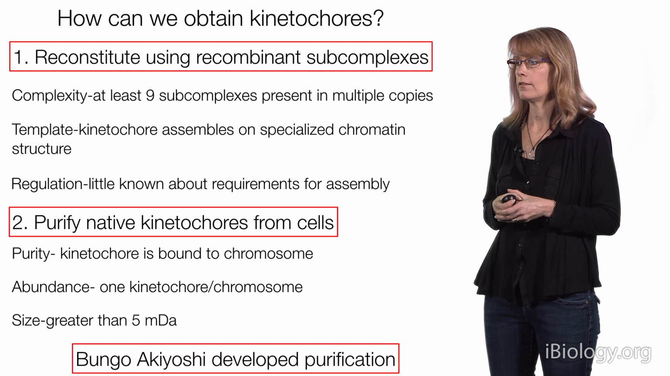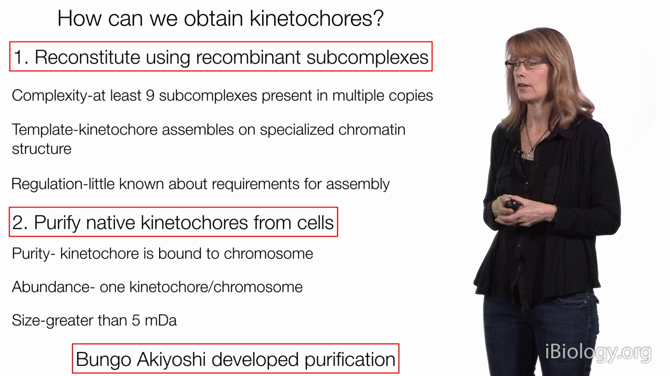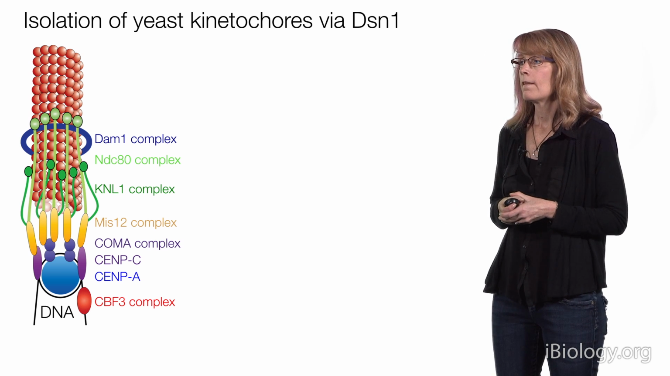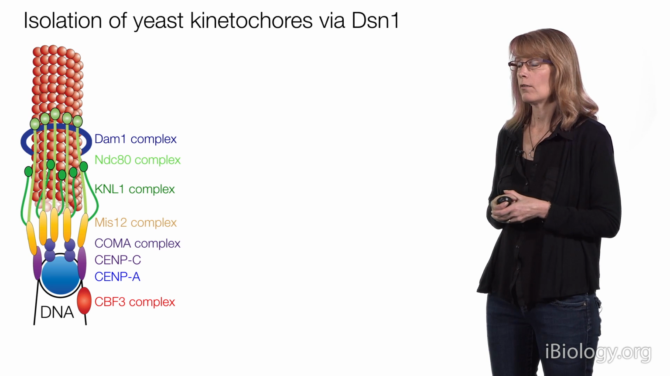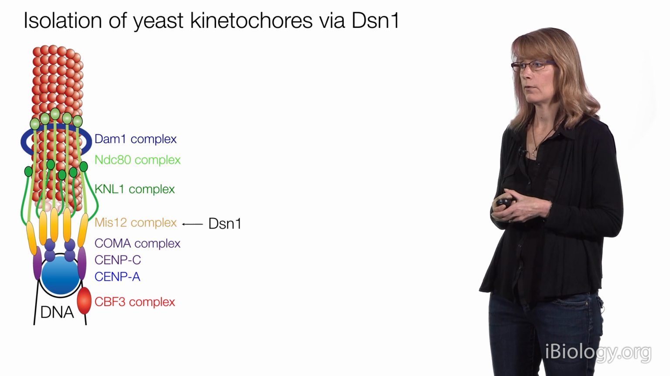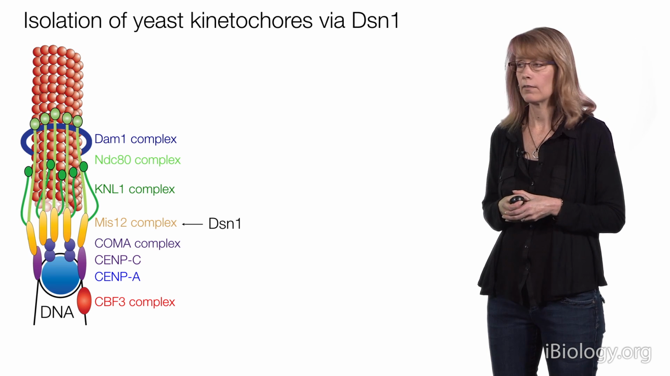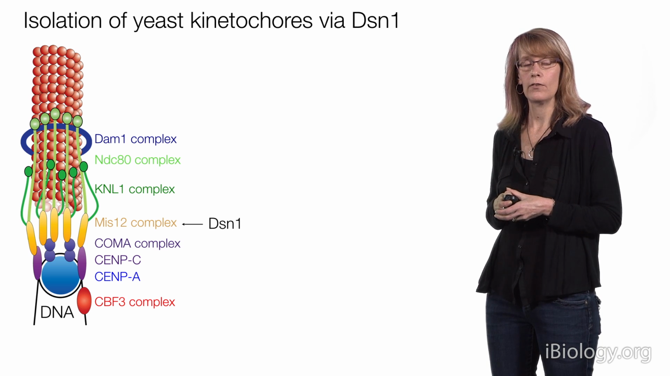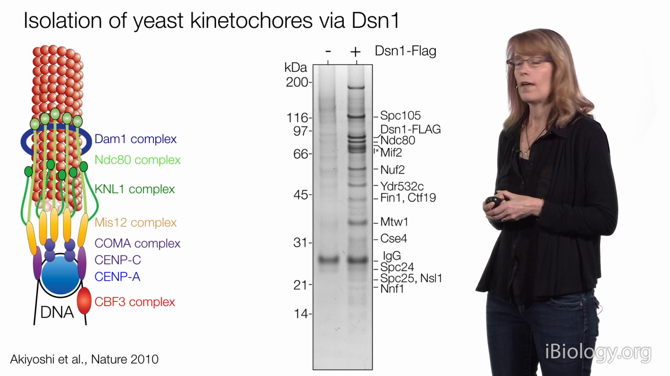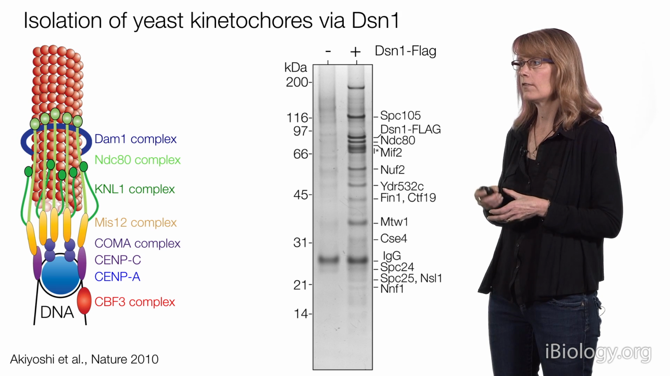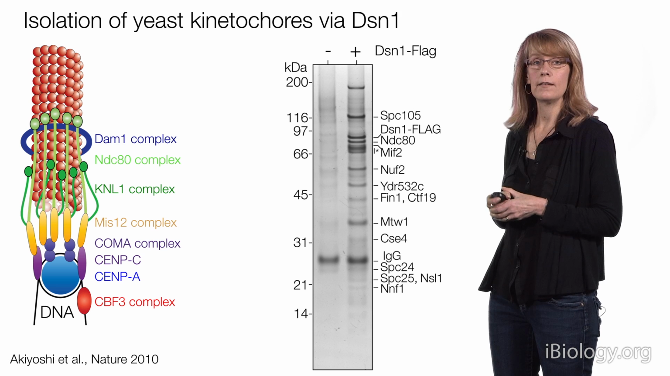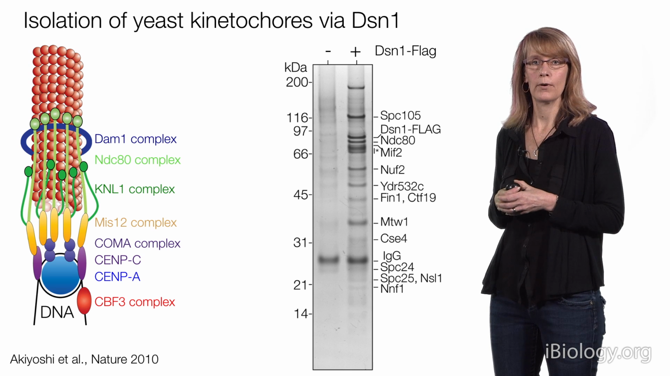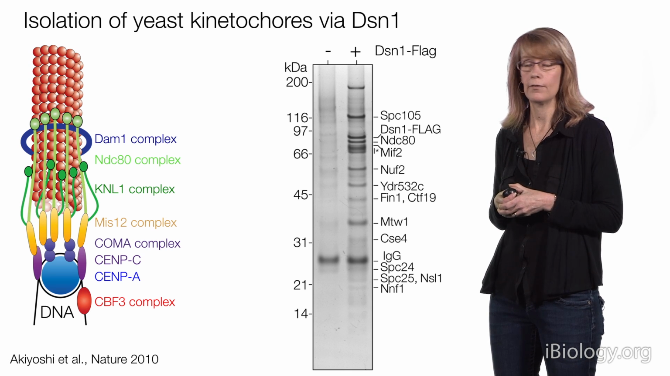Bungo Akiyoshi, a really talented grad student in my lab, developed a purification technique. So it turns out, this is again a schematic of the yeast kinetochore, that he flag epitope tagged one component of a complex called MIS12. This is a 4-component subcomplex. When he epitope tagged the DSN1 protein and purified it, he developed conditions where he could purify most of the kinetochore. And that's shown on this silver stain here. On the left is a negative control, and on the right is the DSN1 flag purification. And you can see that he purified many more than just the 4 components of this subcomplex when he purified DSN1.